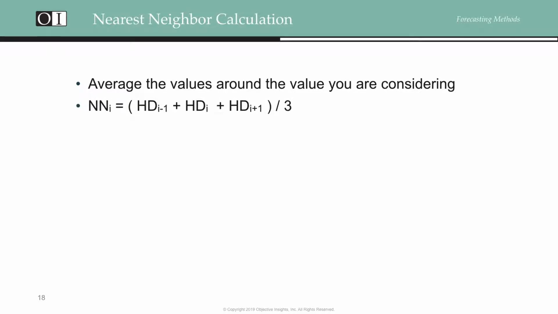So here's the formula. Nearest neighbor value i equals the historical data for the previous month plus the historical data for the current month plus the historical data for the next month, all three of those divided by 3. And you can smooth as many times as you want. So then you can iterate on the formula. You can just smooth the nearest neighbor smoothing results and do it again and again. You can do it 1, 2, 3, 4, 10 times. But like moving averages, it's a smoothing technique, not a trend generation technique.